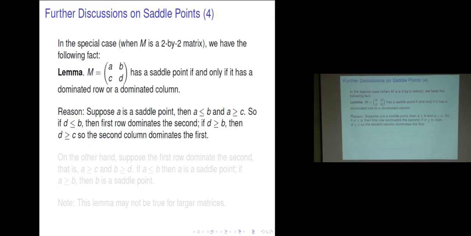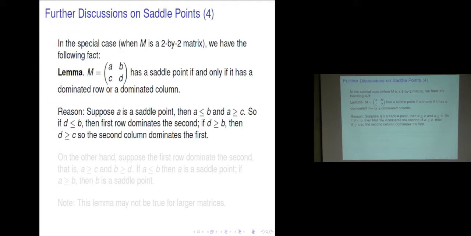Now, how about the other way? If D is bigger than or equal to B, it's not less than B, it's bigger than or equal to B. Then read this: D is bigger than B, B is bigger than A, A is bigger than C. So D is bigger than C. But we also know B is bigger than A. So the second column will dominate the first column. So in whatever case, you always find a dominant row or a dominant column.